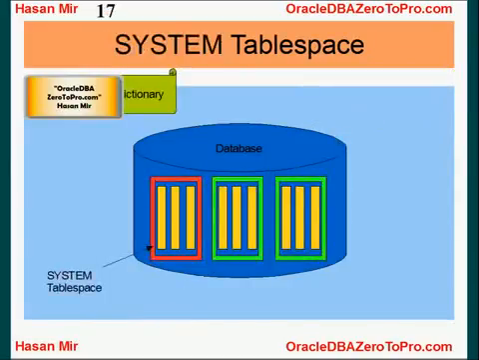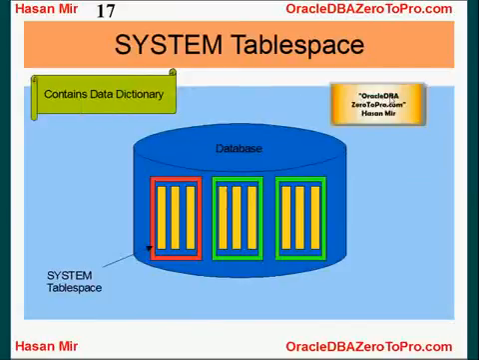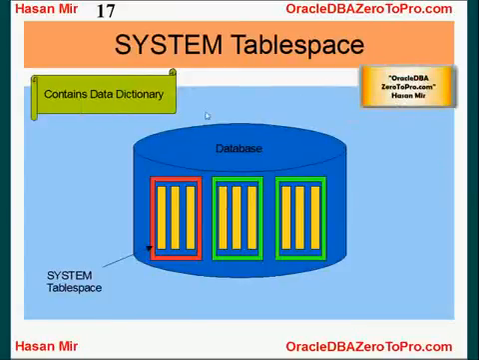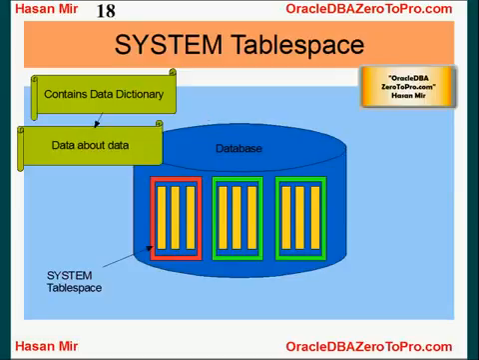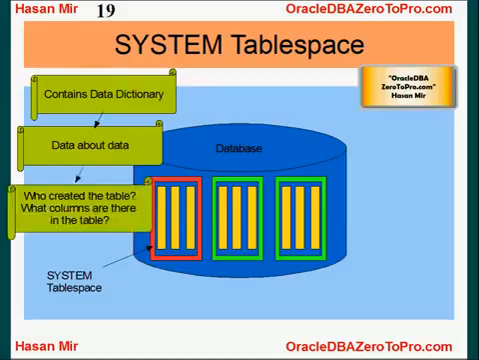Okay, so let's talk about system table space. System table space, first of all, is mandatory. It has to be online all the time. It's mandatory in the system, and it contains something very important: data dictionary. What is data dictionary? It's metadata. Metadata is data about data. Okay, so what does that mean?